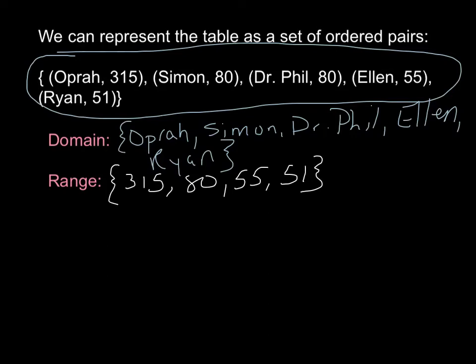Now notice that 80 showed up twice in our ordered pairs, but when I'm identifying the values in the range, I only have to list it once. 80 is a value of the range. The fact that it happens for multiple people is irrelevant. It's one of the values in the range, so I don't have to list it more than once.